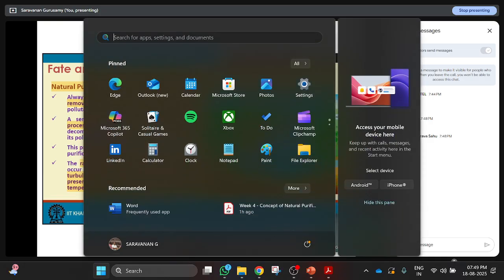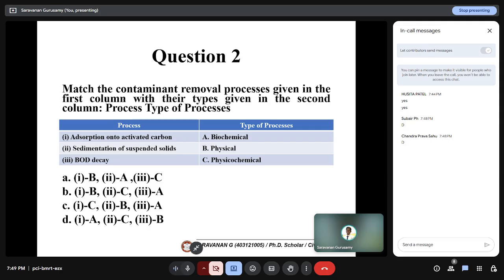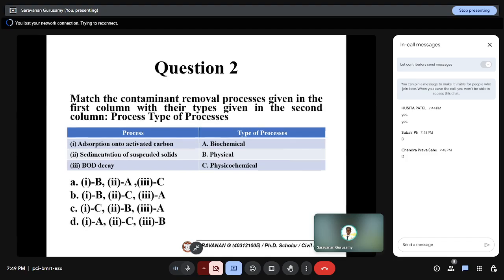Let me move on to the second question. See, surface water, it may remove at any time. Natural purification will always be present, and it will remove any type of conventional pollutant other than conservative pollutants. Yeah. Can you match the process and the type of processes?